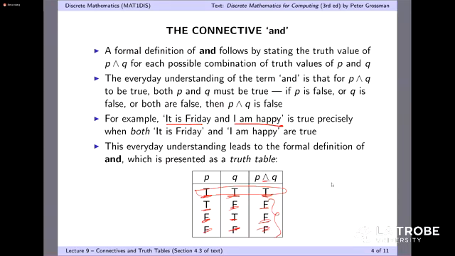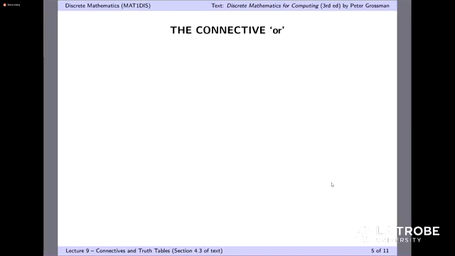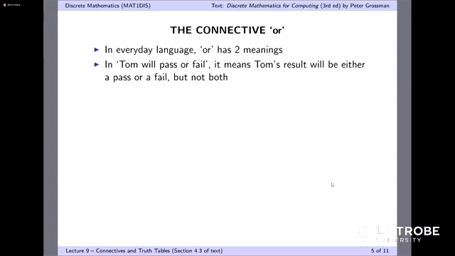This is the definition of "and", and it is the same as in daily life. However, if you put "or" there, then the situation would be slightly different. In everyday language, "or" has two meanings. Tom will pass or fail. Of course, one of them would be true.